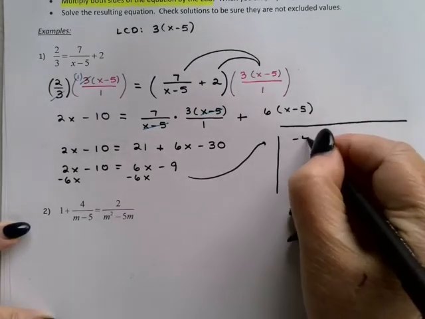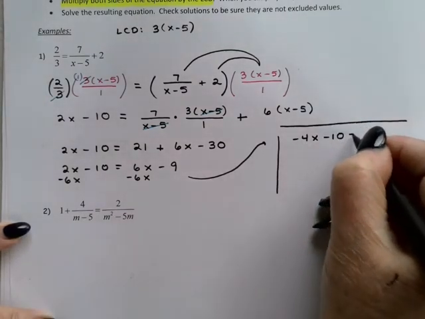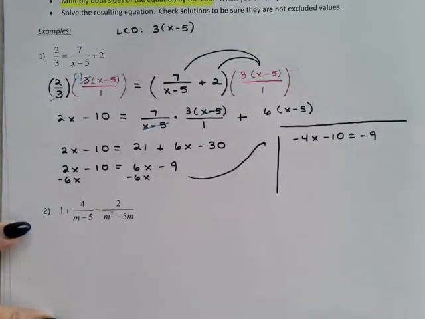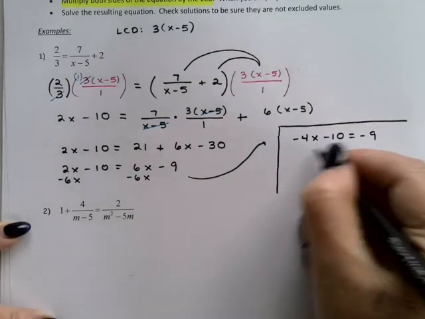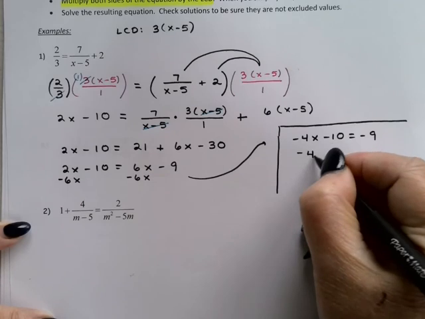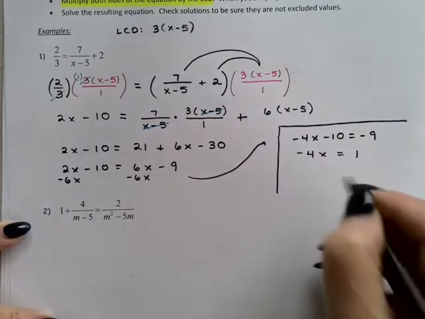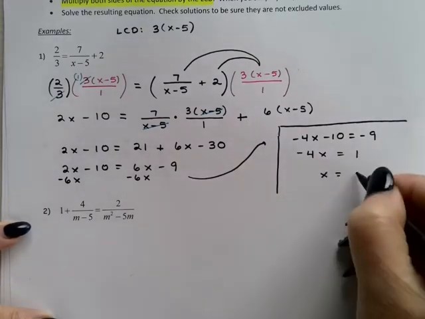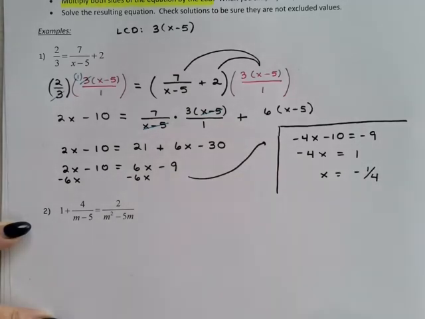Which gives me negative 4x minus 10 equals negative 9. I'll add the 10, so negative 4x equals positive 1, and then divide by the negative 4. So x is negative 1/4.